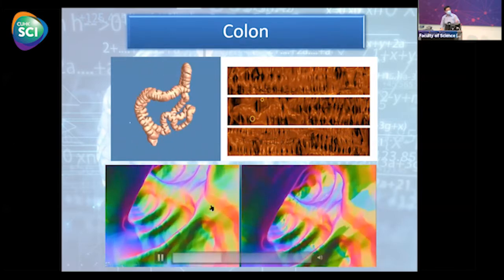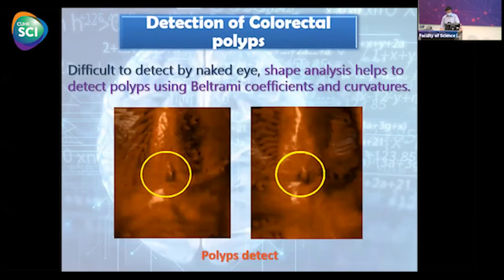And then we can use mathematical models or shape analysis models to accurately detect, for example, the polyps, right? Instead of using the human eyes to look at the polyps. Using our shape analysis models based on Beltrami coefficient and curvatures, we are able to automatically and accurately detect possible polyps. So this actually helps a doctor use a computer to accurately detect any abnormalities in your colons.